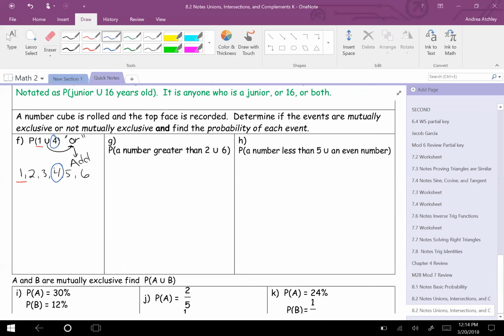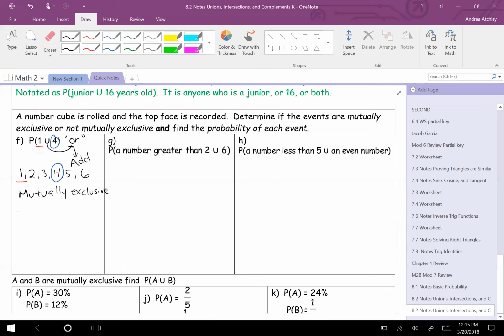Is there anything that is both? A 1 or a 4? Can I be a 1 and a 4 at the same time? Nope. Okay, so this is mutually exclusive.